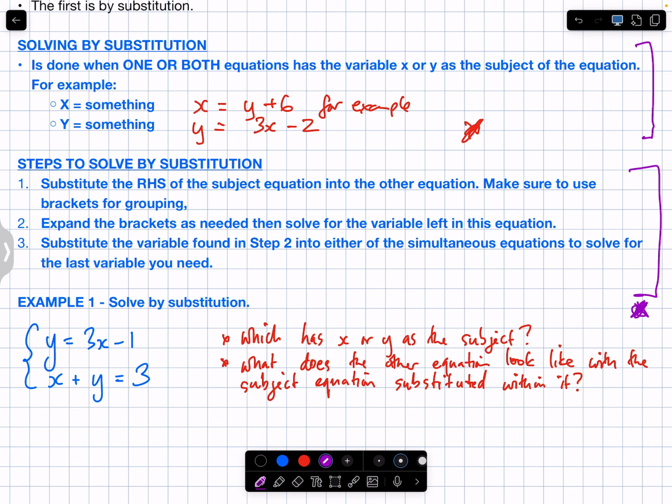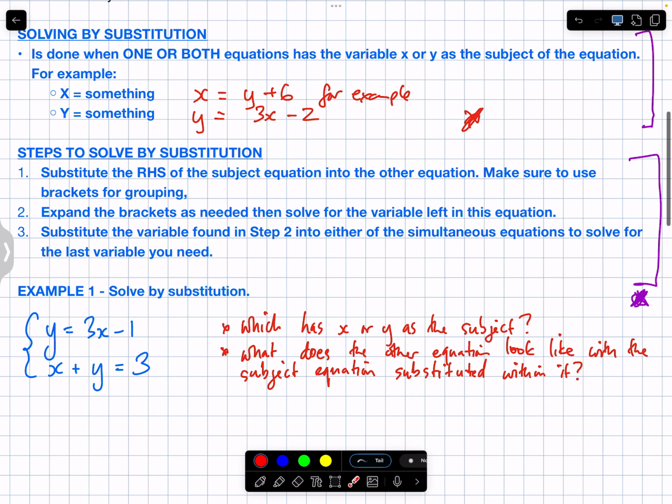I think you're commenting on what those steps mean, and that's fine. I will show you what those steps mean now. Substitute the right-hand side of the subject equation into the other one. Make sure you use brackets for grouping. Expand those brackets. And solve for the variable left.